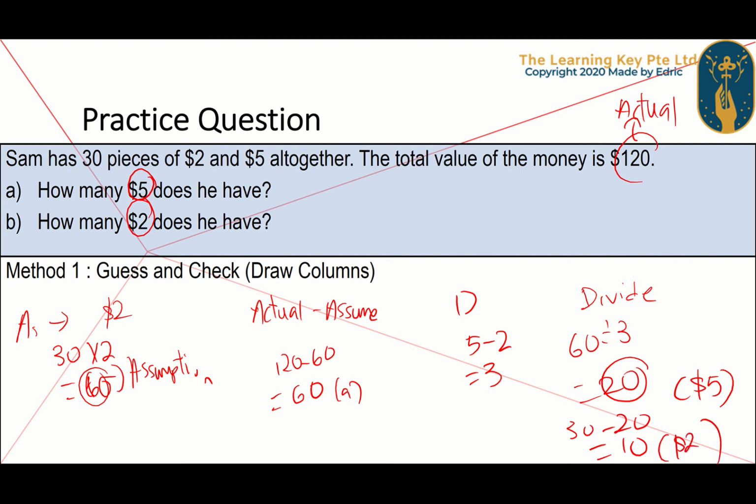But sometimes they can make the question harder. They ask you, how much does the value of $5 notes add up to? Okay? So that's how you do this practice question, okay?